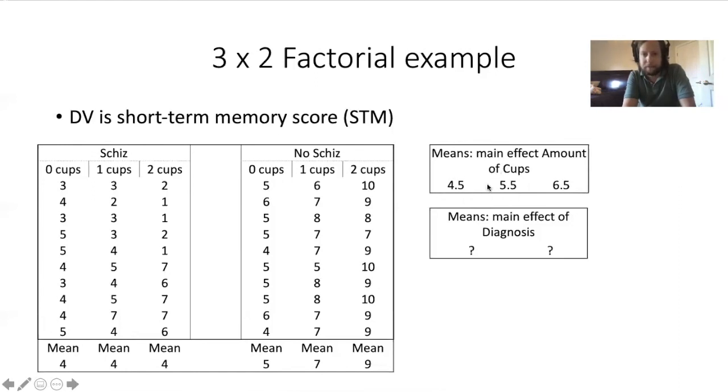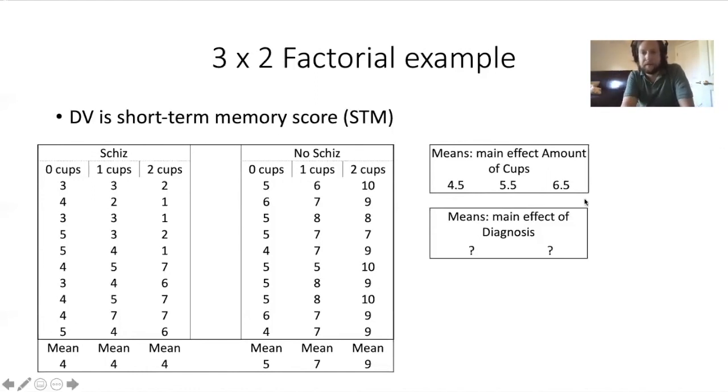So this number 5.5, we get that if you add up all of these scores in the 1 cup condition. There's 20 scores there. Add all 20 of those scores together, divide by 20, take the average. You get 5.5. Another way of doing that is 4 plus 7 equals 11. 11 divided by 2 equals 5.5. This is the average score of people that drink 1 cup of coffee. We don't care whether those people had schizophrenia or no schizophrenia. So we just pretend that that factor doesn't exist temporarily when we're looking at the main effect of cups of coffee.